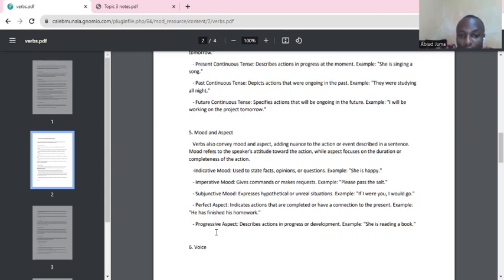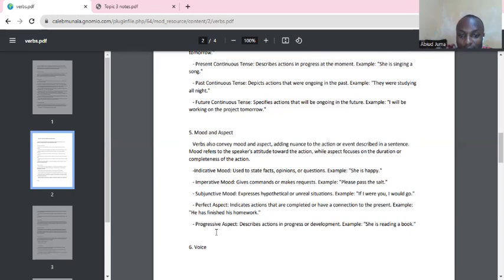Subjunctive mood expresses hypothetical or unreal situations. Example: if I were you, I would go. So here the hypothetical or unreal situation is that you cannot be the other person, because that is impossible in human nature.